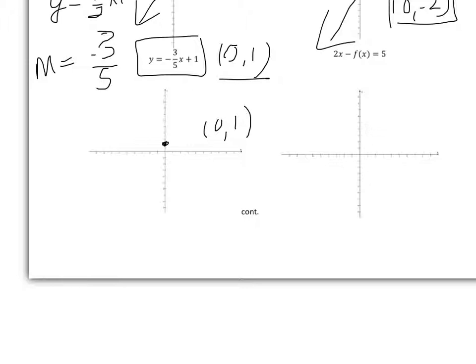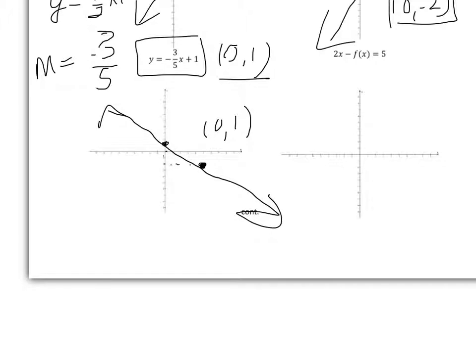Now, -3/5, we can make the top negative, so our rise, we're going down, or we can make the bottom negative, so we're going to the left, but we don't make both those negative, because negative divided by negative is positive. So I'm just going to say this -3/5 is a -3 over 5. So that means I'm going to go down 3, 1, 2, 3, and over 5, 1, 2, 3, 4, 5. That's our point. Draw the line that goes through those.